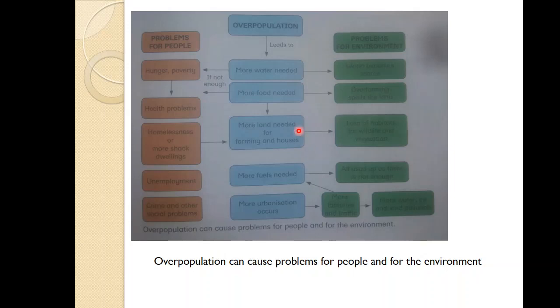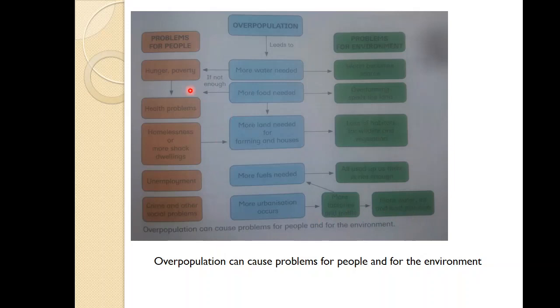And overpopulation leads to more fuel needed. So for the problems of the environment, the fuel will always be used up as it is not enough. People start cutting down trees to produce coal, because they want to make electricity or they want wood to cook. And also more factories and traffic. Factories lead also to pollution. When you are producing things in factories, the gas which is being produced can pollute the air, and also cause land pollution.